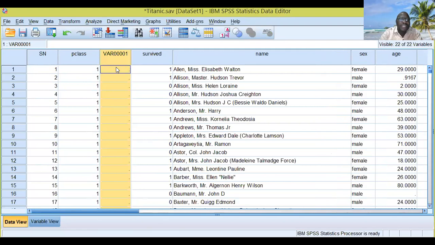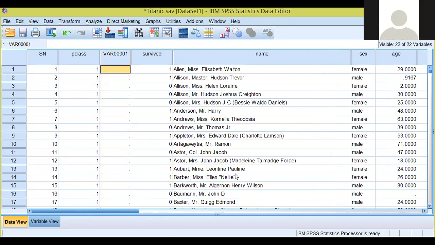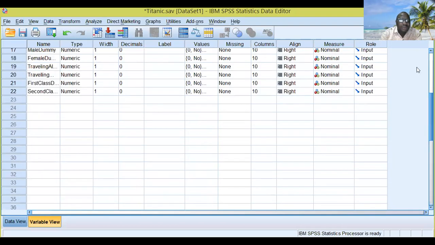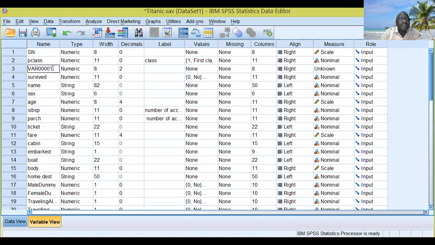Go to variable view. You cannot label it here; you can only label it in variable view. Go to variable view and scroll down. It's after the class.